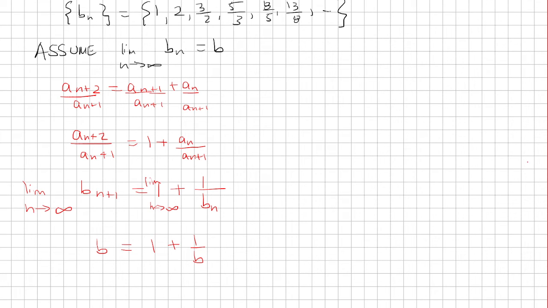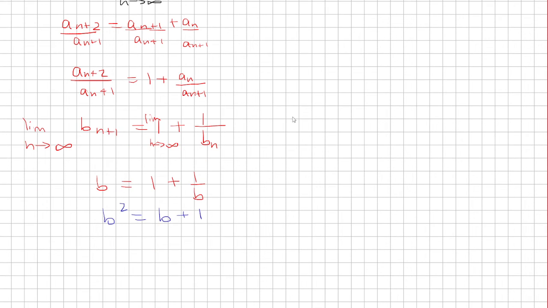Now we just use algebra, so we're going to multiply both sides by b. We have b squared is equal to b plus 1, and then we're going to bring everything to the left here. We have b squared minus b minus 1 is equal to 0. Quadratic formula says b is equal to, okay, opposite of the second term. So the second term is negative 1. Opposite of that is 1.